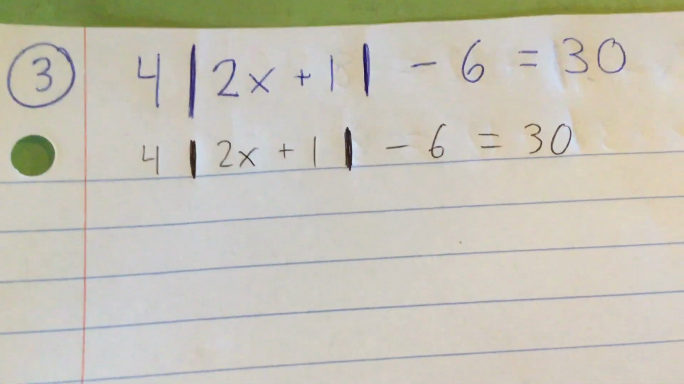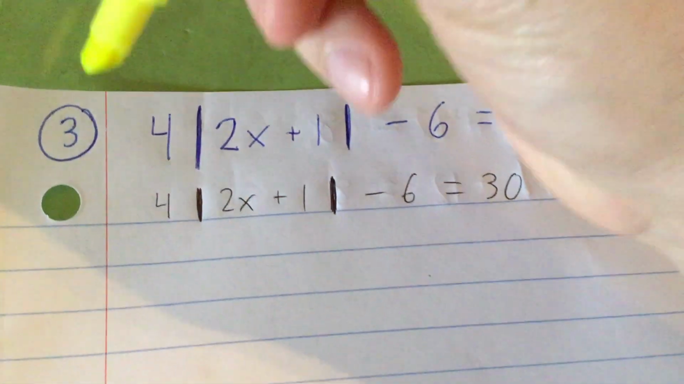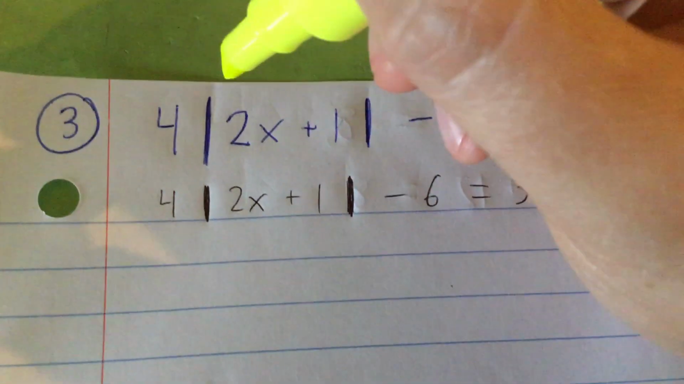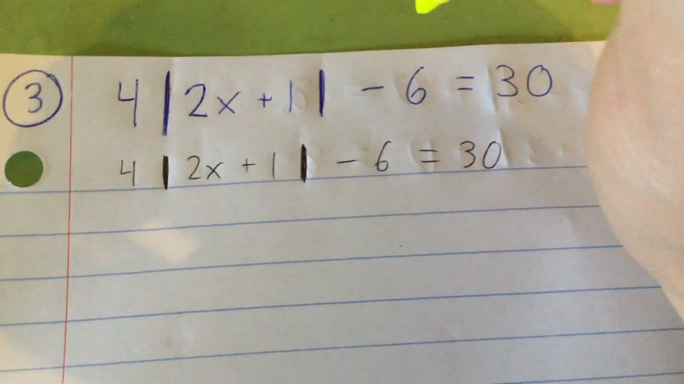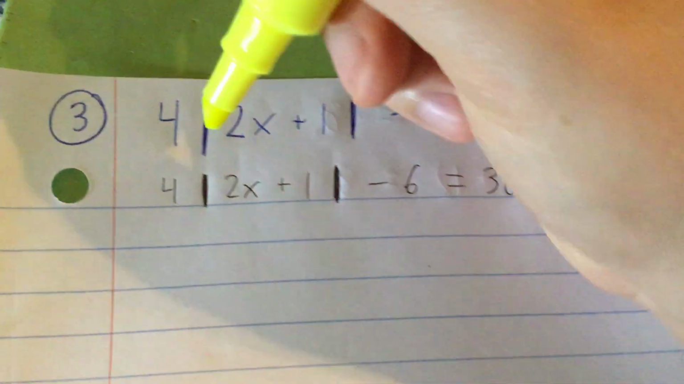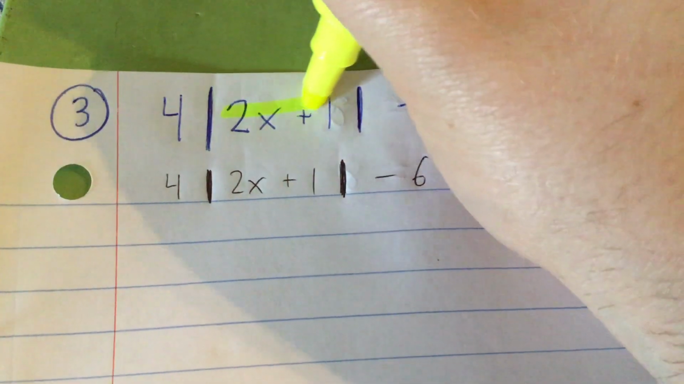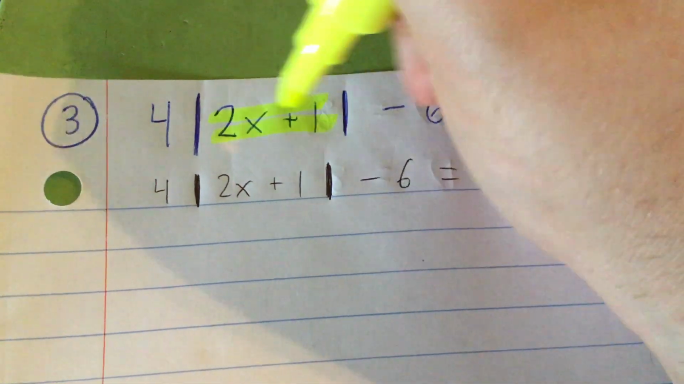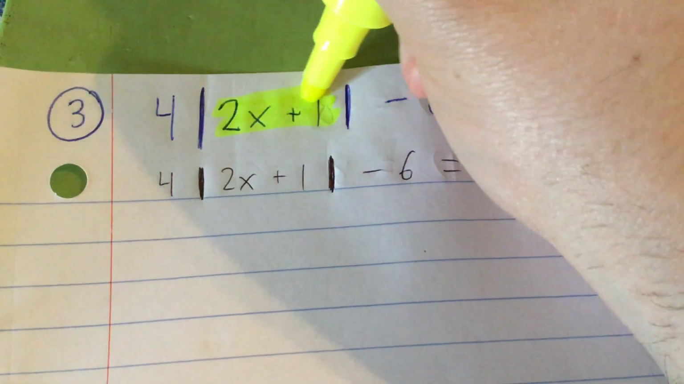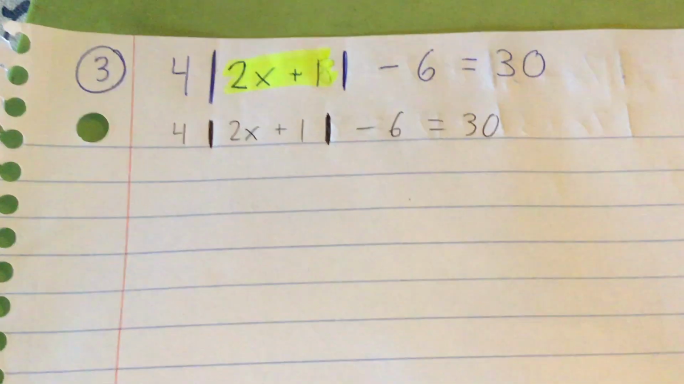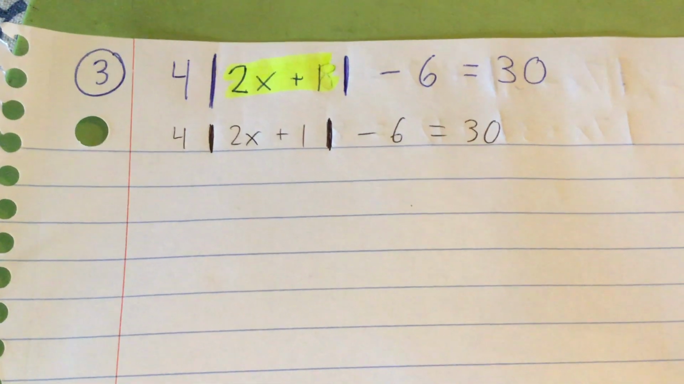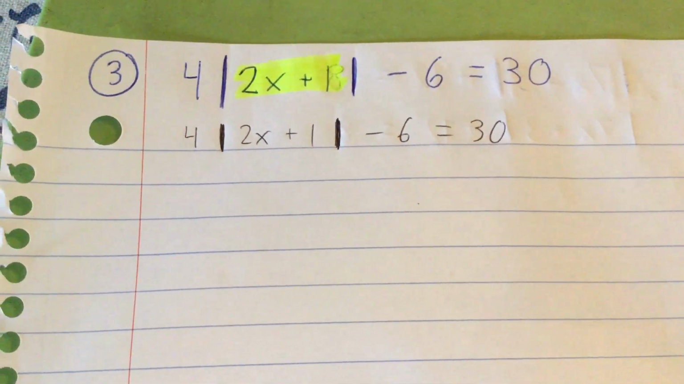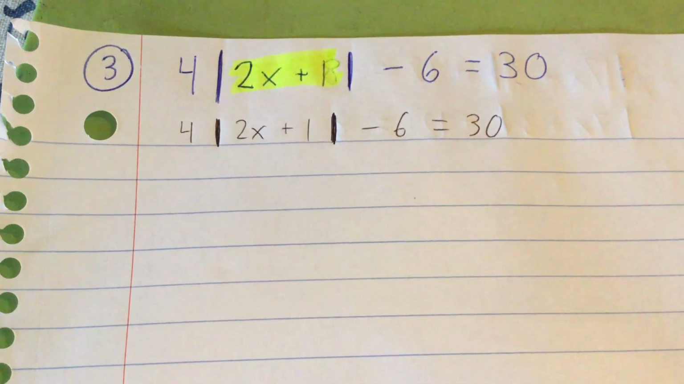I think if you understand the highlighter in the first step, you're good. So remember, we've got 4 times the absolute value of 2x plus 1 minus 6 is equal to 30. I'm going to put a highlighter right here. Pause the video if you think you can do this problem independently, and then you will check our work. Remember, it's 4 times the absolute value of 2x plus 1 minus 6 is equal to 30.